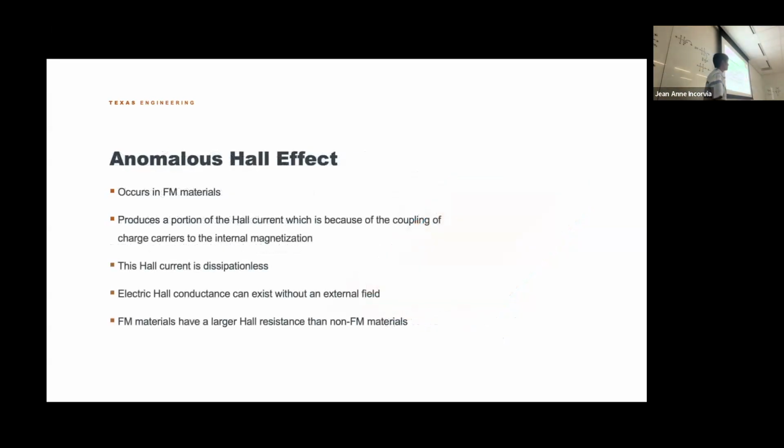So for the anomalous Hall effect, this occurs in ferromagnetic materials. You'll get a Hall current, and the portion of the Hall current that's related to the coupling between the charge carriers and the internal magnetization is the anomalous Hall effect. The Hall current you get is dissipationless because when you get current that's deflected, it's not in the same direction as the E field. So if you use that relation E dot J to get power, you won't have any power. Similar to the spin Hall effect, this can also exist without a magnetic field. And one feature of this is ferromagnetic materials have a higher Hall resistance than non-ferromagnetic materials.